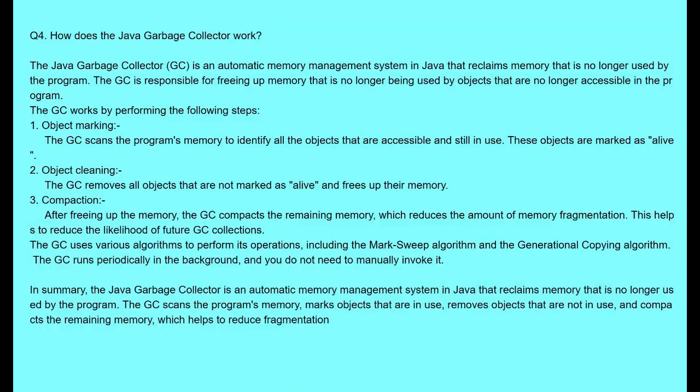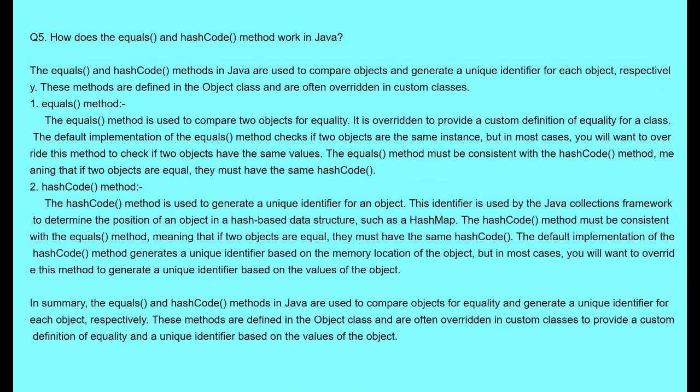Question 5. How does the equals and hashCode method work in Java? The equals and hashCode methods in Java are used to compare objects and generate a unique identifier for each object, respectively. These methods are defined in the Object class and are often overridden in custom classes. 1. equals method. The equals method is used to compare two objects for equality. It is overridden to provide a custom definition of equality for a class.